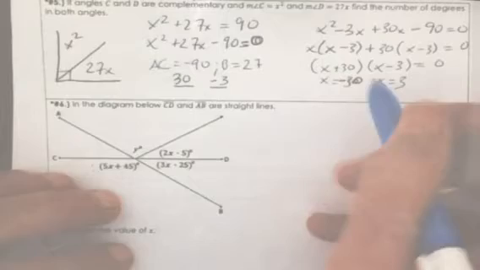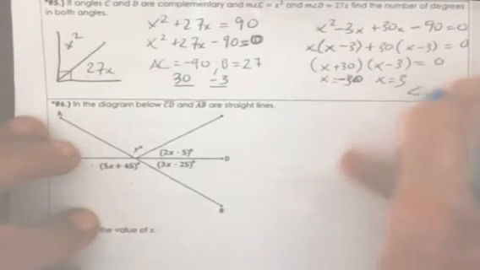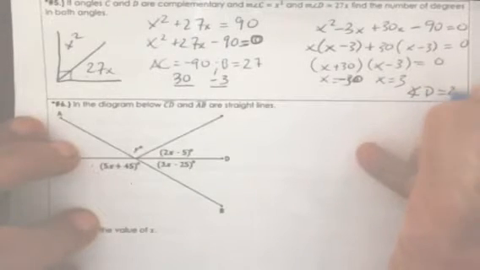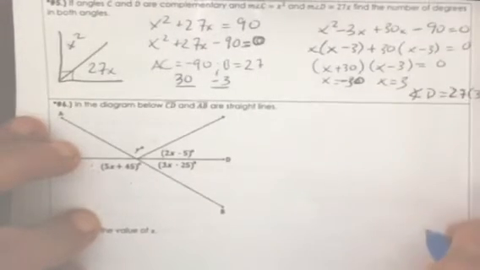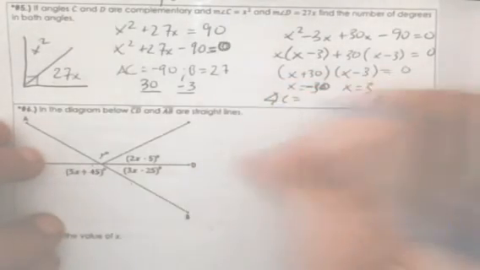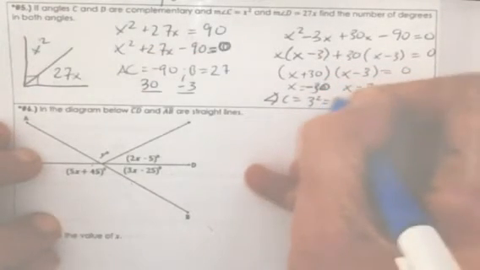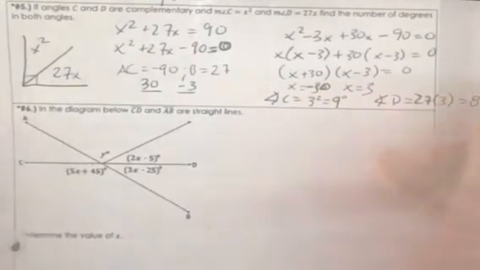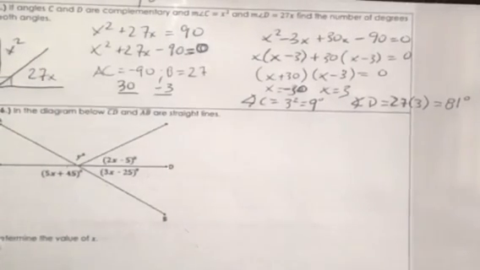So we'll have 27 times x. So angle D equals 27 times 3 equals 81 degrees. Then angle C is much smaller, equals x squared equals 3 squared equals 9 degrees. Great job, Smarty Pants. Well, there it is. Okay.